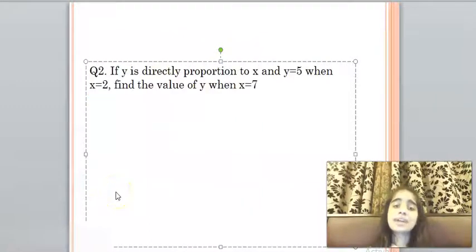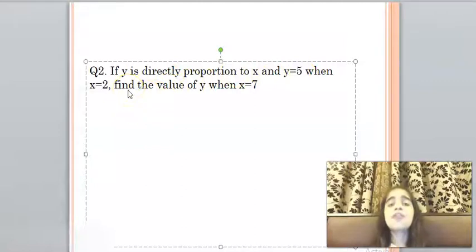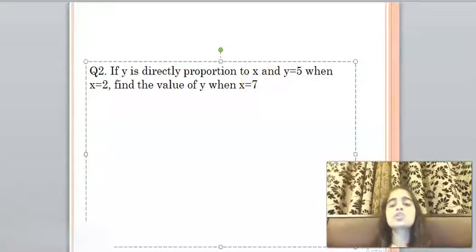Now let's start question number 2 of practice now 2. Question 2 says, if y is directly proportional to x and y equals 5 when x equals 2, find the value of y when x equals 7. Now, as I told you, there are two methods to go with these kinds of questions. Either you can first take out the value of k, that is the constant, and then you can make an equation and then you can find the values.